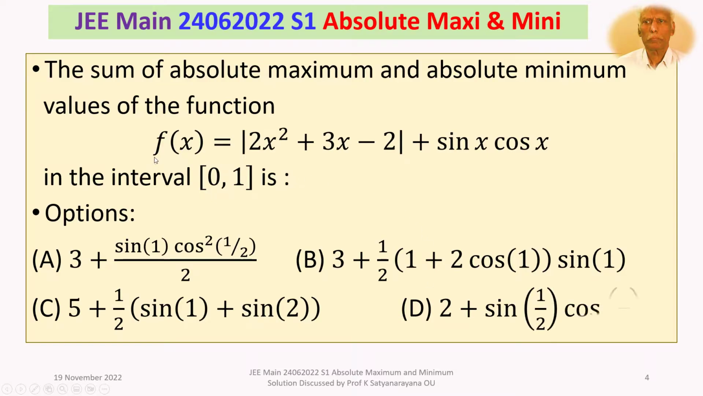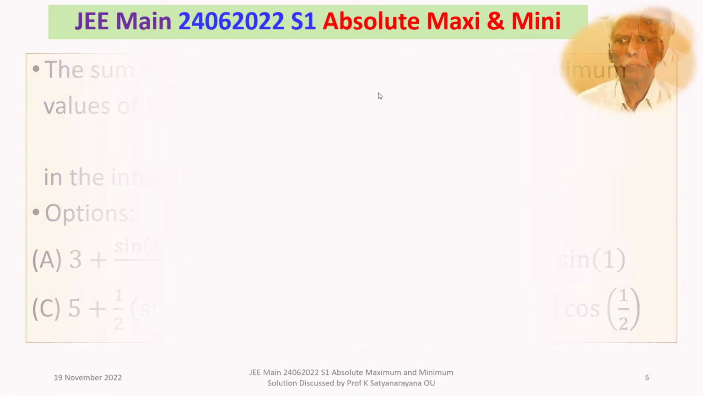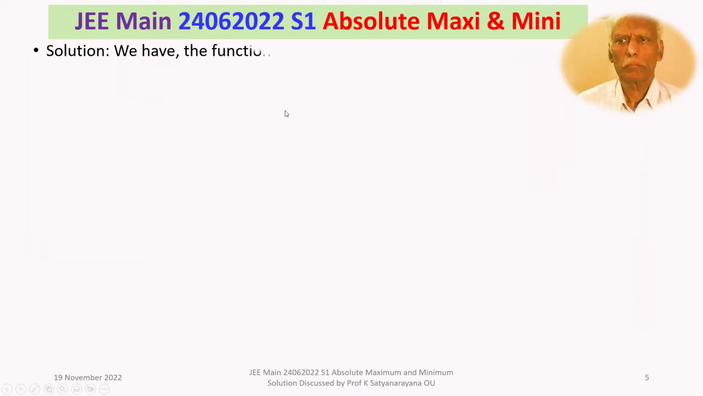And we are given this function, and this function is defined in the closed interval 0, 1, and we have to find the absolute maximum and absolute minimum values of this function and sum it up. We have to find the sum of the absolute maximum and absolute minimum values of this function in the closed interval 0 to 1. We now discuss the solution of this problem in detail.